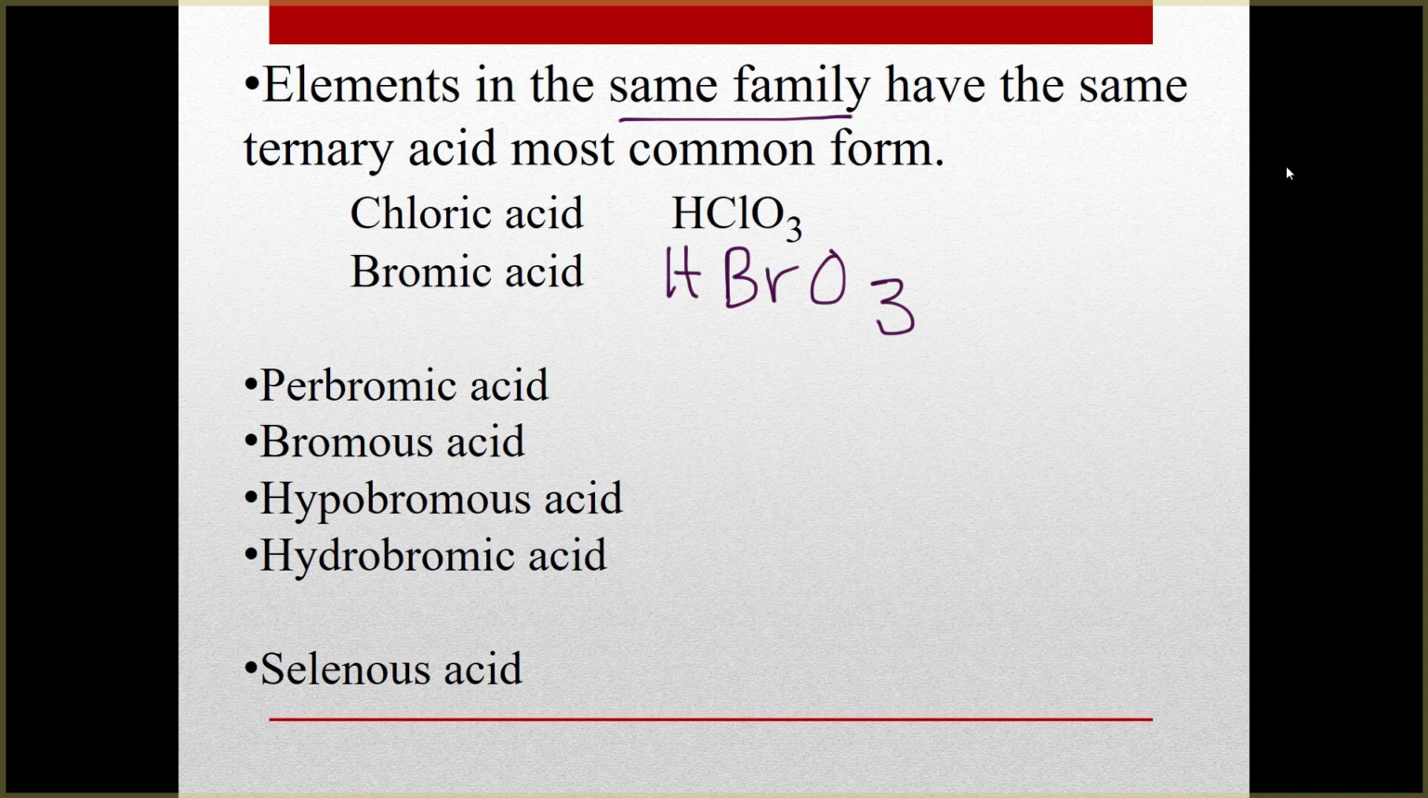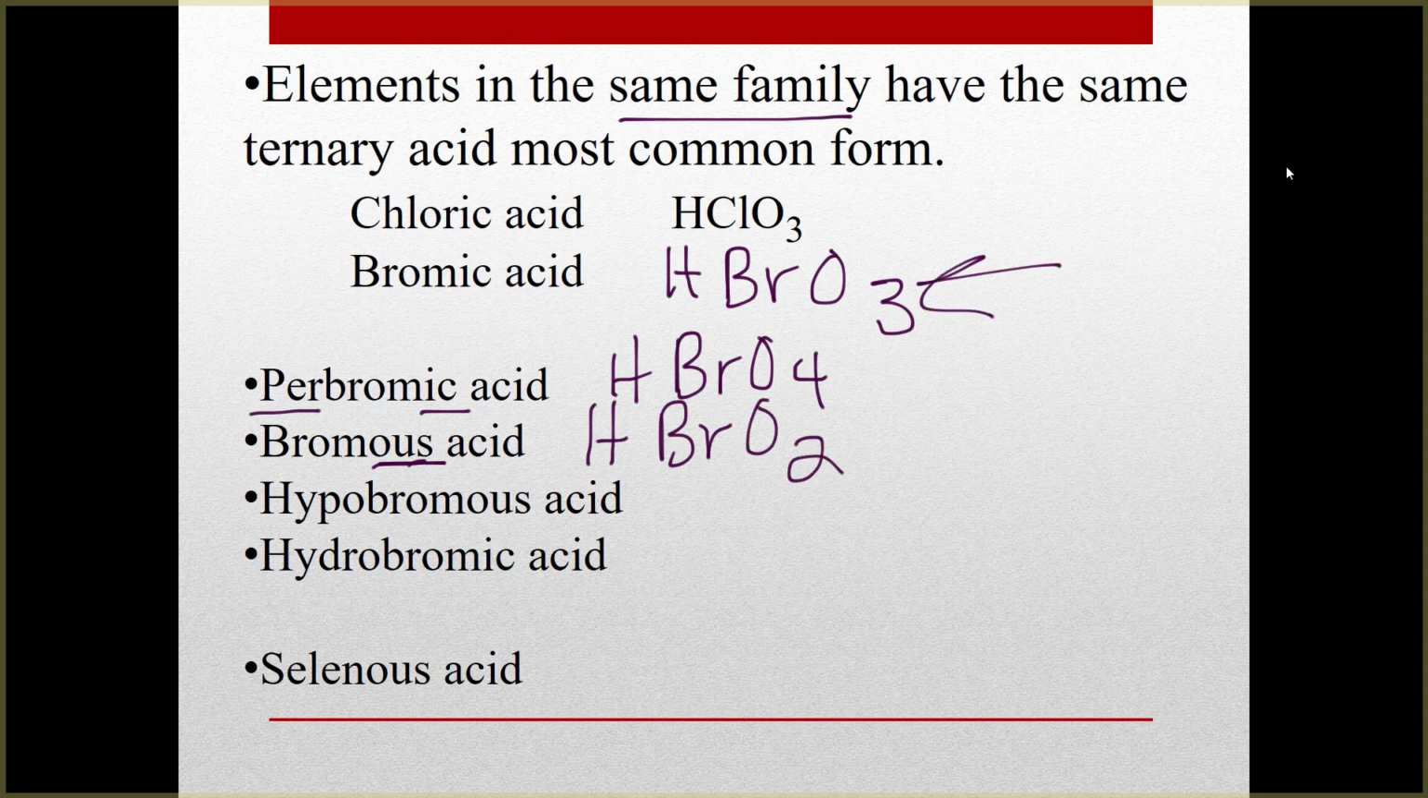So what that means, what is perbromic? Well, perbromic means 1 more oxygen, so HBrO4. And bromous, ous means 1 less, so HBrO2. Again, we're comparing it to that ic form. And then hypobromous would be HBrO.